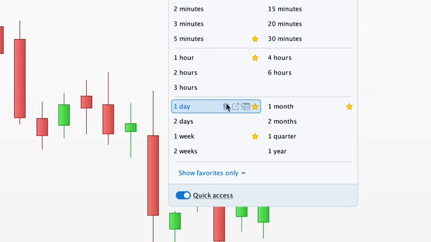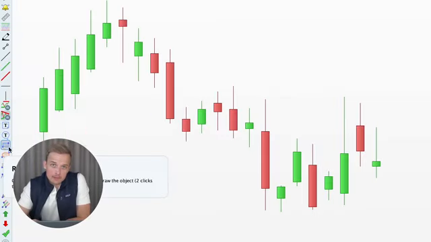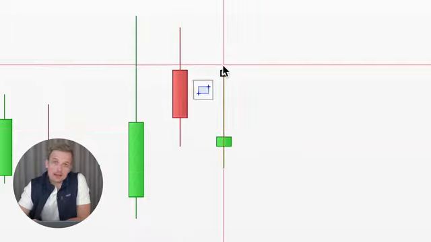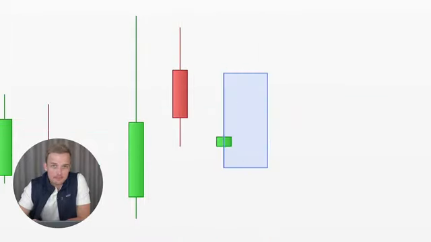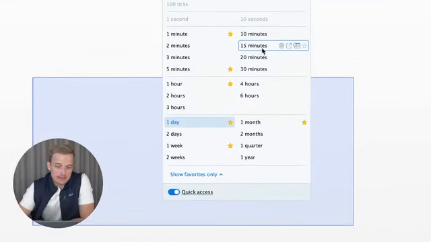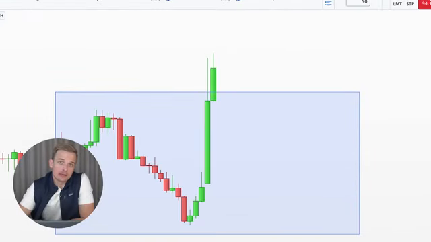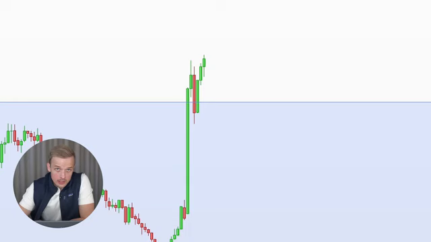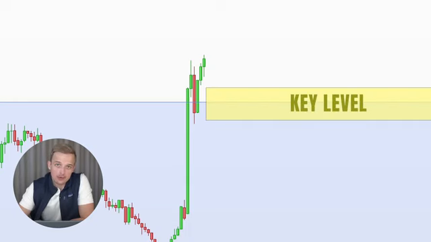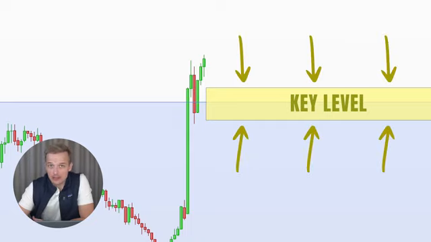Let's replay this again. Step 1, we go to that daily time frame, and the first thing that we do in the morning is to box in yesterday's range and we extend it until today. Step 2, we go to the 15-minute time frame and we identify that we have a candle close outside that box. And step 3, we go to that 5-minute time frame and we wait for a hammer candle or an engulfing candle at that high-low level.